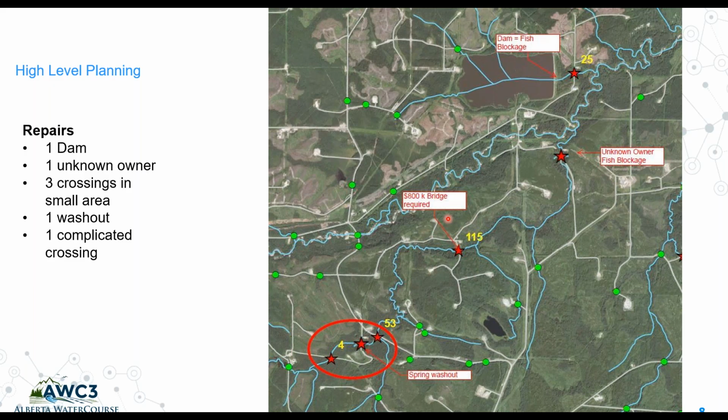So if this is a bridge, and these are 3 crossings on a road, and this is somebody else's crossing, by fixing this bridge and fixing these three crossings, are you going to achieve the objective of opening the creek upstream?